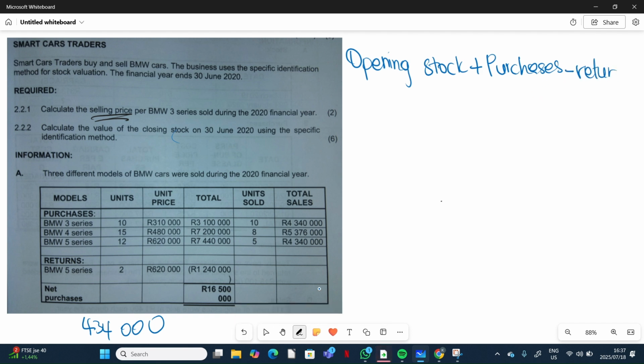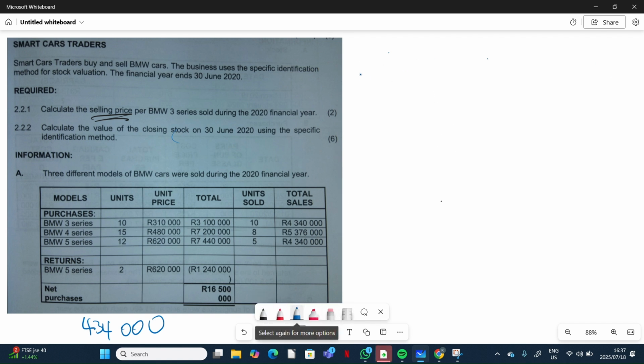Actually, my bad, guys. Once again, let me write it like this so that we can have space. So opening stock, we also have to add our purchases, my bad. We have to add purchases. We have to subtract our returns.